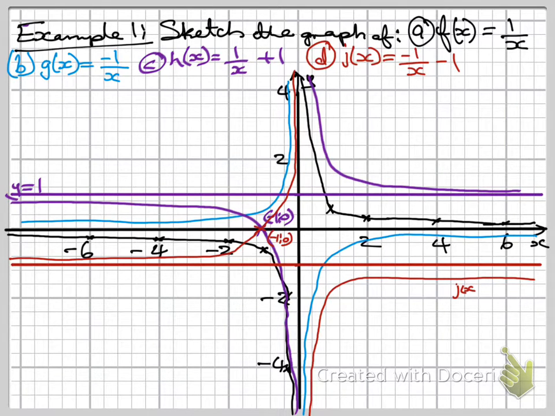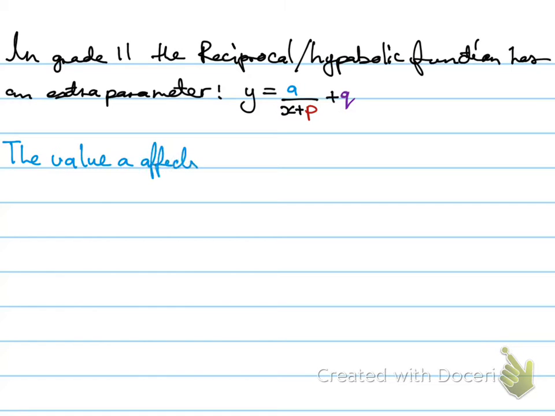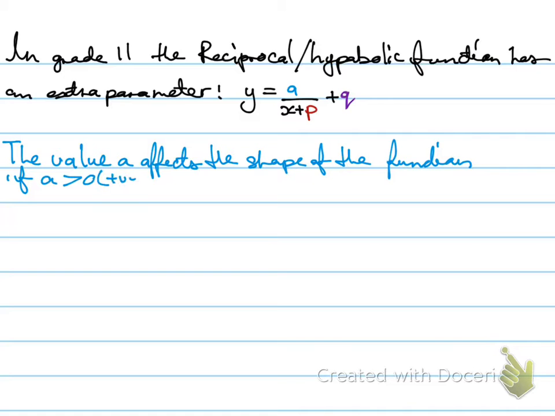Now let's move on to grade 11, where we introduce the parameter p. So in grade 11, we introduce an extra parameter p, and this one has got a horizontal shift. The other, q, has got a vertical shift. So the other parameters will still have their effect, like the value of a, it affects the shape of the graph, right? How does it do that?